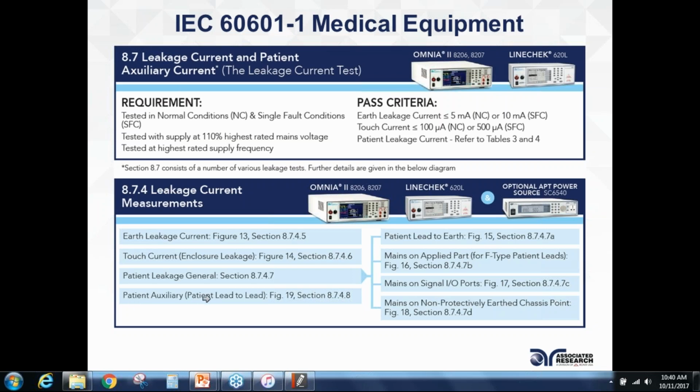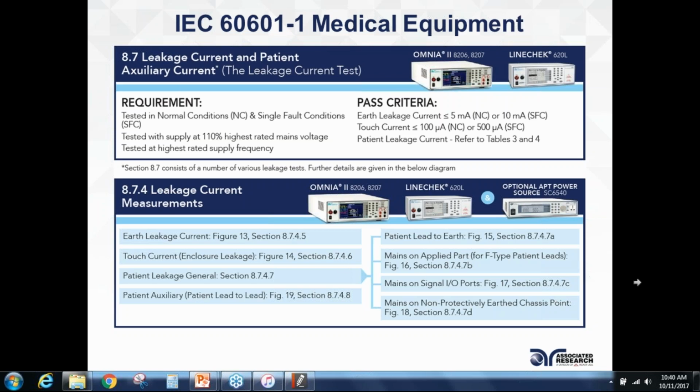And then patient auxiliary is basically patient lead to patient lead. So if you had one medical equipment that has 4 or 5 different parts that connect to a human being, and they're doing 4 or 5 different functions, they're individually coming out of different circuits on your medical equipment. So now what happens if one of them is malfunctioning and the other one is not? You have to account for this, where the leakage current may be present between the 2 points. So the current could be flowing out of one lead, going back into the other lead, and this is what we call patient auxiliary leakage current.